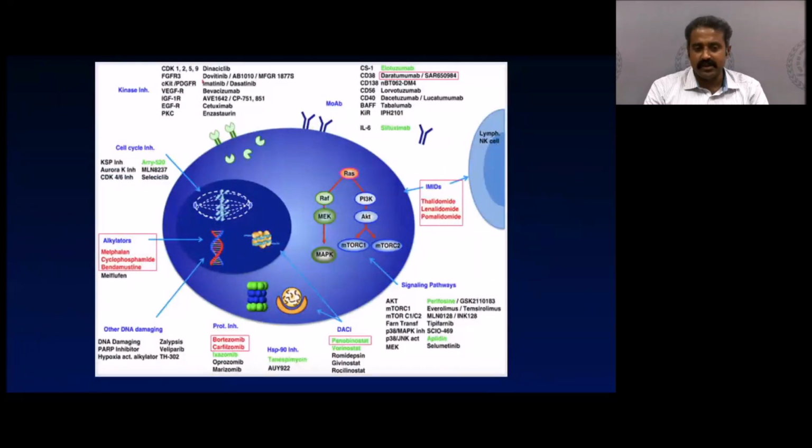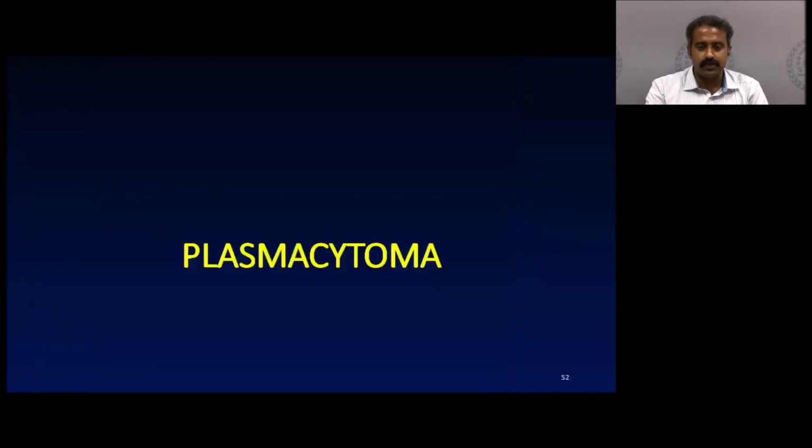These are the new agents that are available for treatment of multiple myeloma. You can have kinase inhibitors, cell cycle inhibitors, along with the conventional therapy that is used. You can have monoclonal antibodies, signaling pathway inhibitors, etc. So these are the new armamentarium of drugs that are available for treatment of myeloma when they relapse, along with the conventional therapy which is used.